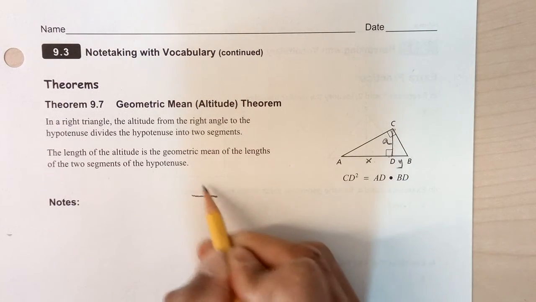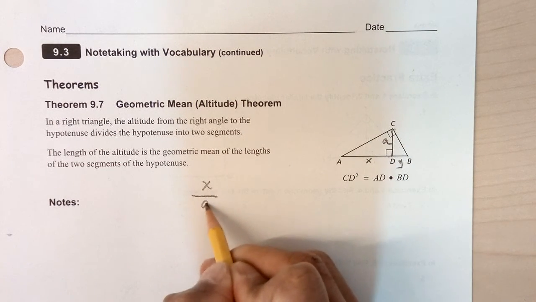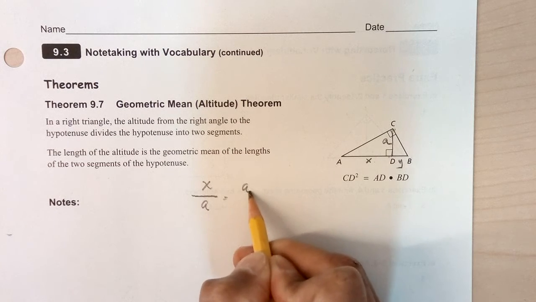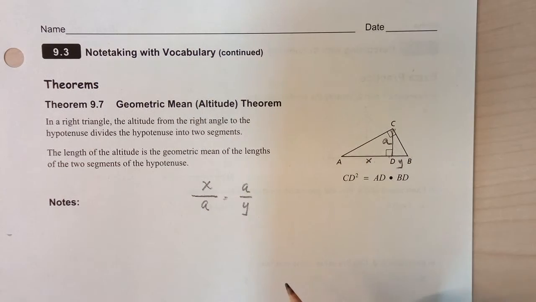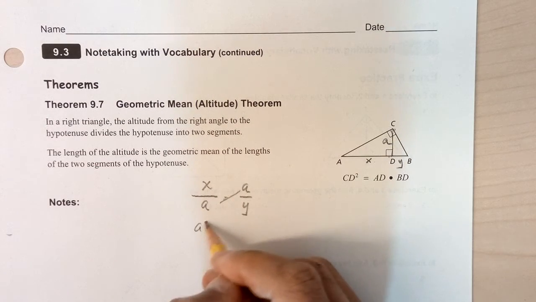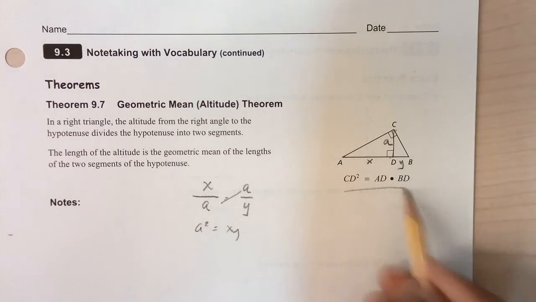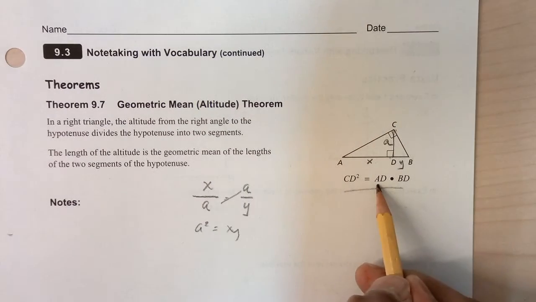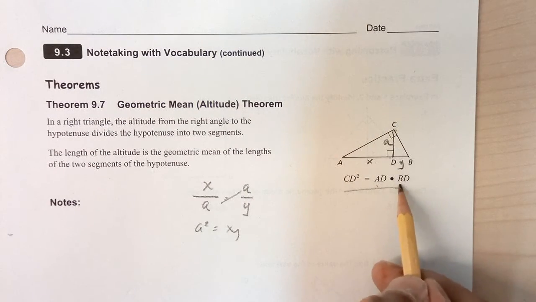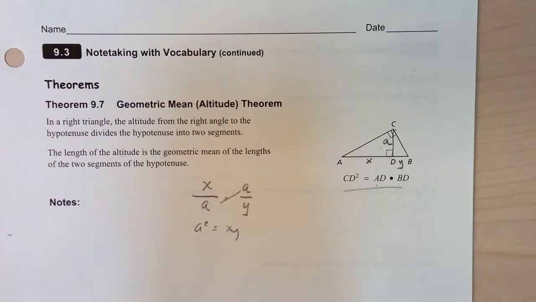Then this altitude is the geometric mean between these two parts. So I could set up x over a equals a over y. And then if I wanted to solve that, cross multiply. a squared is equal to x times y. And that's really what we have here. x, I let be AD, y is DB, and then CD, I let be a. But that's the geometric mean, or the altitude theorem.